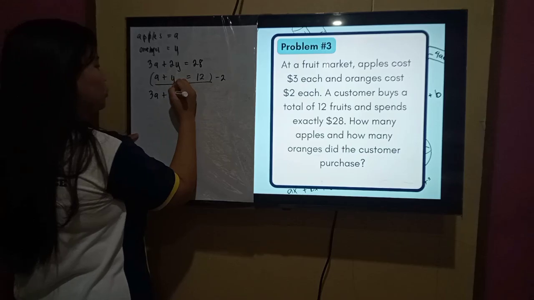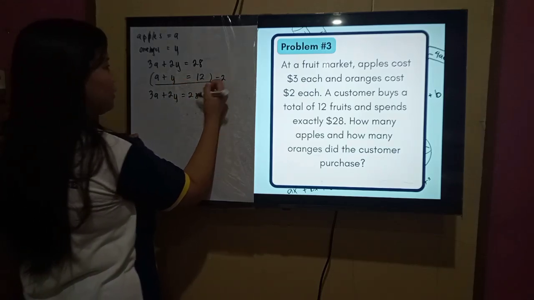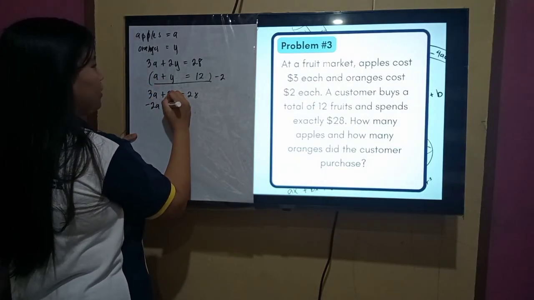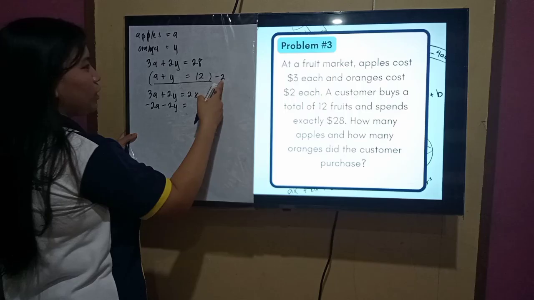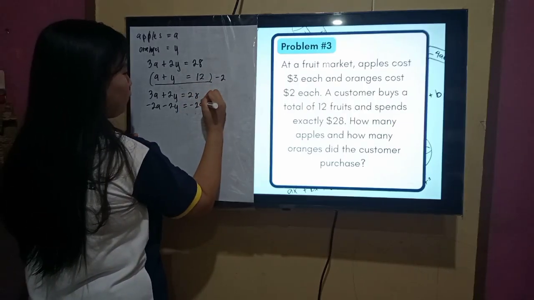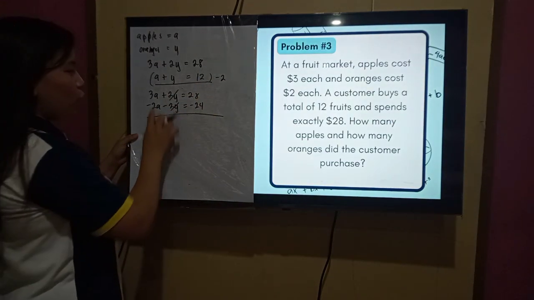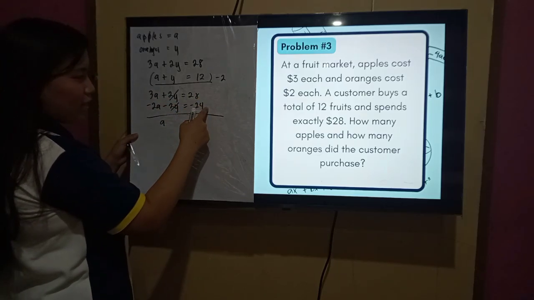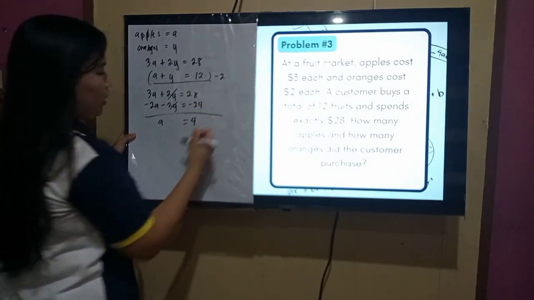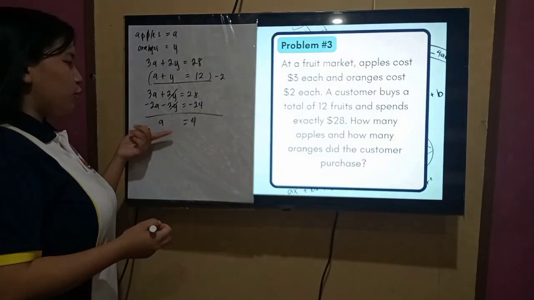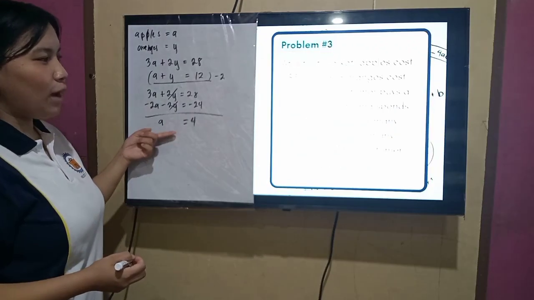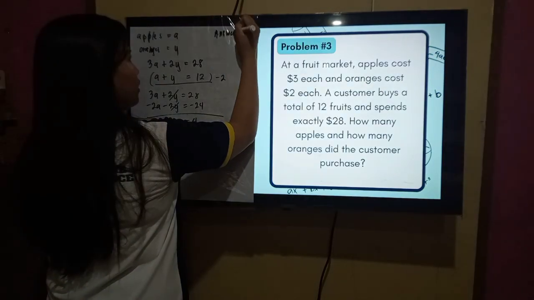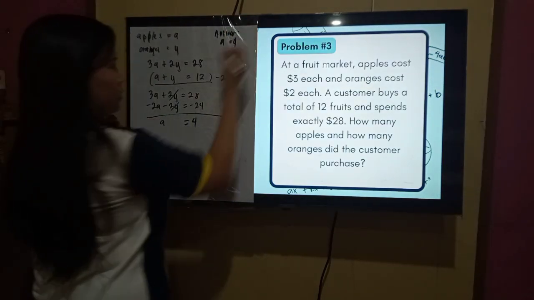3A plus 2Y is equals to 28. Negative 2 times A is equals to negative 2A. Negative 2Y equals to negative 2 times 12, that would be negative 24. So, we can cancel this. We have A is equals to 28 plus negative 24, that would be 4. So, we immediately got the value of A, or the total apples the customer bought. So, we have our answer here. A is equals to 4.